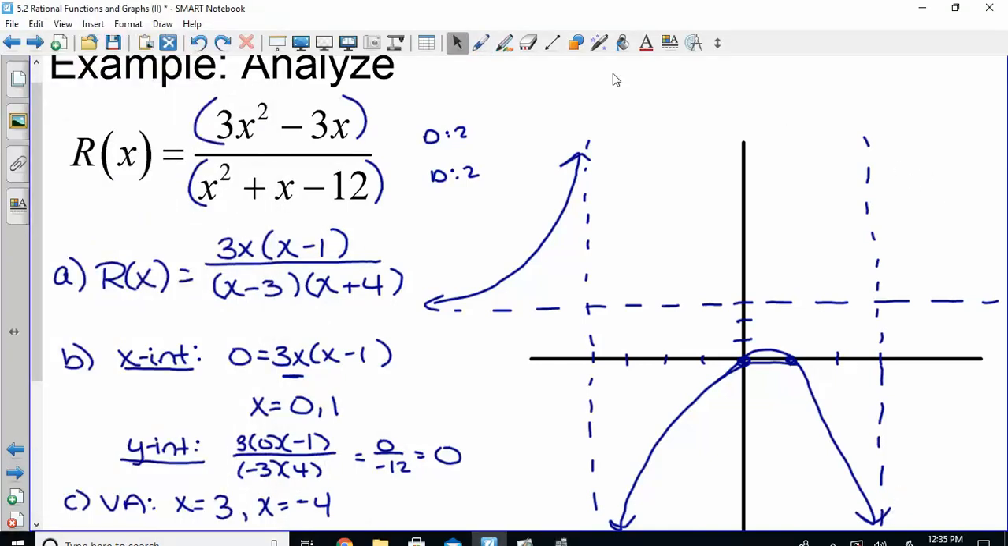And then our final piece was also up here. Again, it has to be getting close to both of these asymptotes. It's not on top of them, it's not crossing them, it's just getting closer. Okay? These are curves, so no sharp corners or anything. Any questions there?